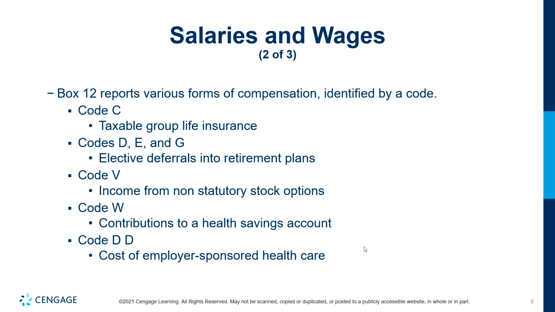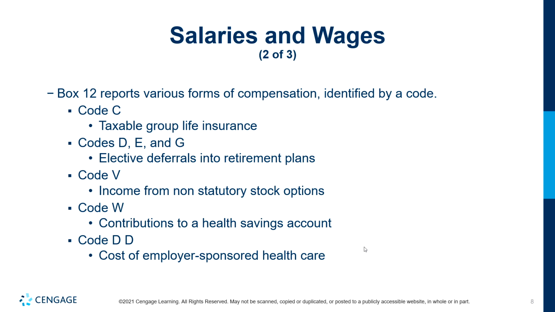We have code V, which is income from a non-statutory stock option. And we would probably see a 1099-B also for that. Code W means a contribution to a health savings account, which we have to be careful of. Again, that could be a taxable item, so we want to really make sure we watch out for that.